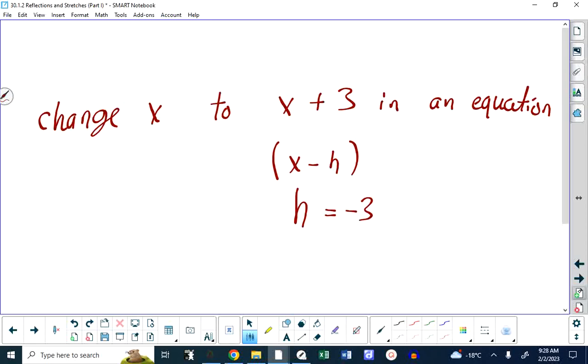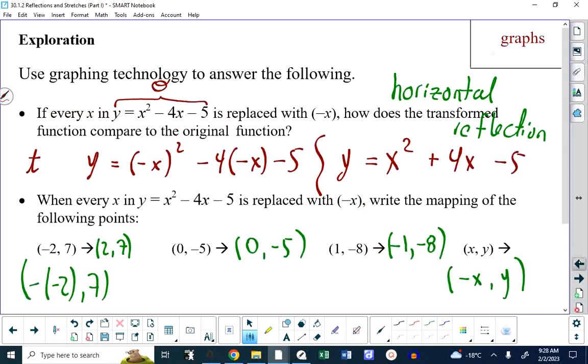When I change x to x plus 3 in an equation, the mapping is that. With translations, what I do to x in the equation is opposite to what happens to x in the graph. But with reflections, it's the same. If I multiply x by negative 1 in the equation, every x in the function on the graph gets multiplied by negative 1.